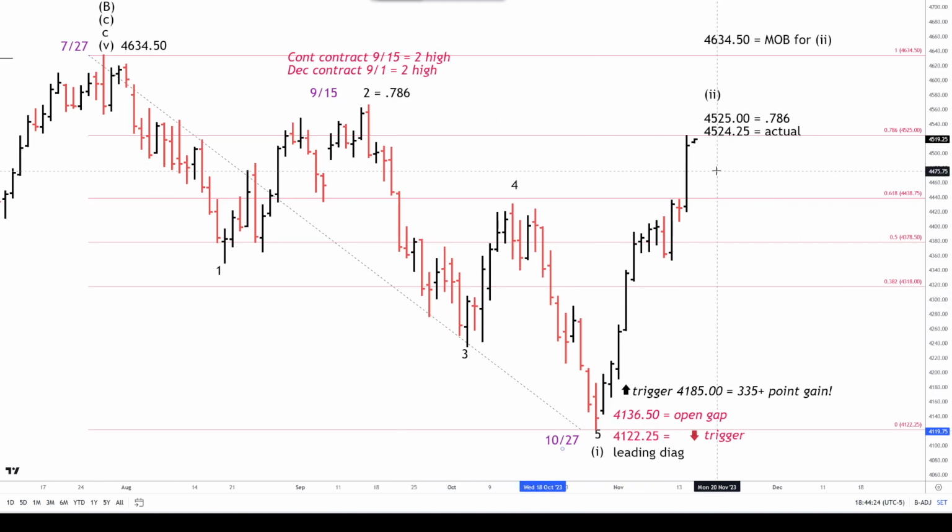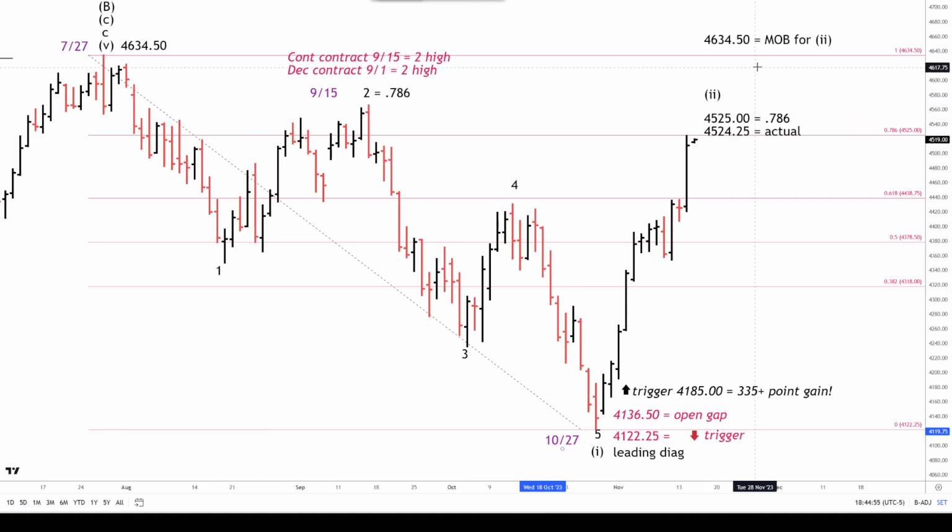And we have this huge move up. We had a trigger back here at 4185. And honestly, this went higher than we thought. We had targets and it attained them all and then some. But from that trigger, the market has moved up 335 points to that 4524 high. You can see the 786 is less than a point away. So where is this wrong? We always ask ourselves when we're trading or when we're making a chart, where is it wrong?